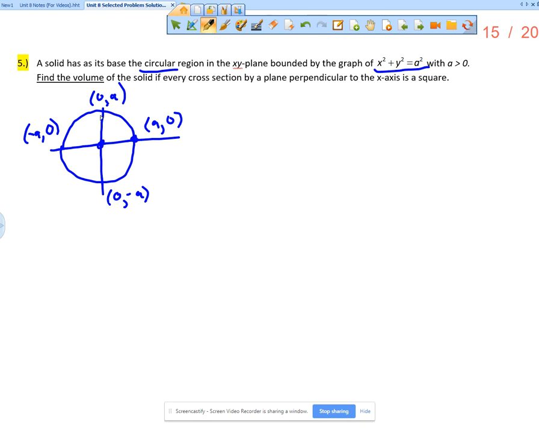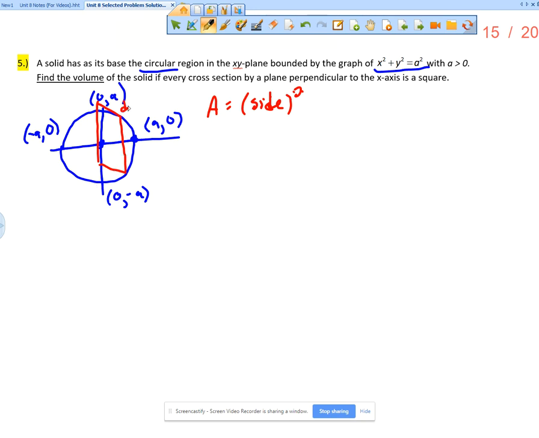So it says find the volume if every cross-section is perpendicular to the x-axis. That means we're using a dx. So we've got a dx here, and it's a square, so you've got a square coming out of the page at you. Remember, the area of a square is just the length of a side squared. The length of the side is the height of the dx rectangle, so the height of the dx would be the upper boundary minus the lower boundary.